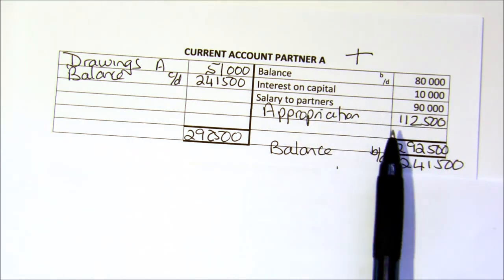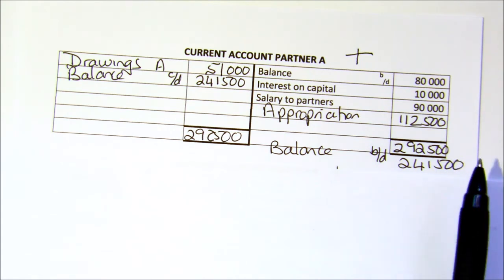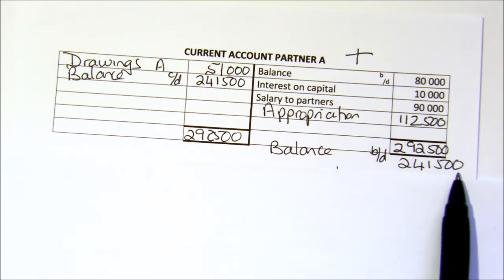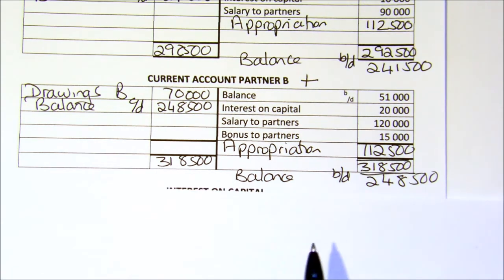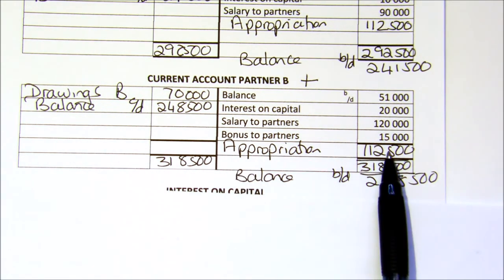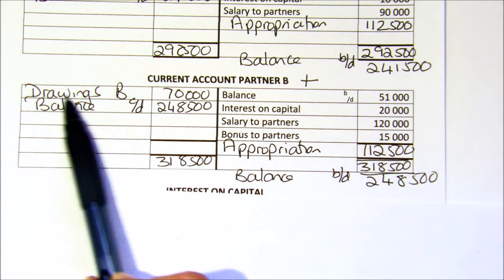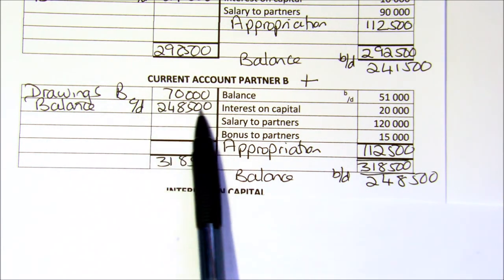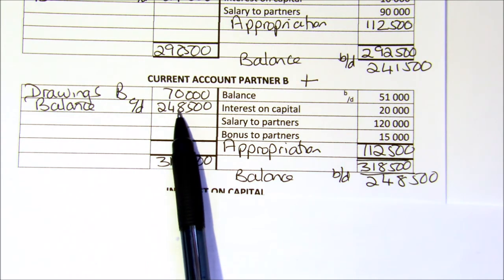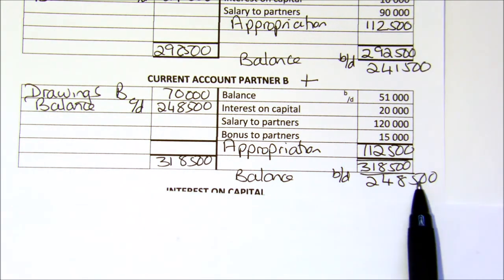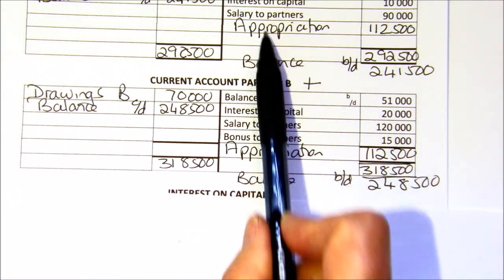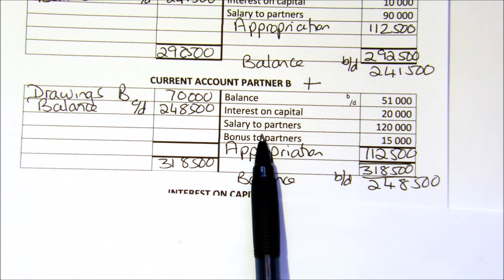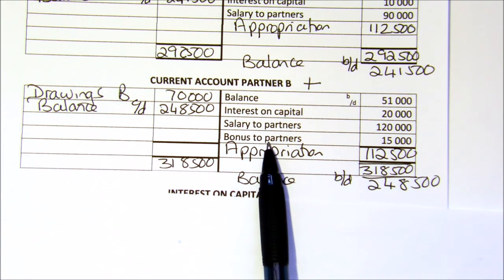It's up to him to decide what he wants to do. He could draw it all out now, or he could leave it in the business, and that would be extra capital for the business. And exactly the same you will do with partner B. So he'll bring in his share of the profit, his appropriation. He's already taken some drawings out, so the amount that he is owed at this stage, again also a credit balance, so the business owes him. Now if you're doing ledger accounts, the double entries here are very, very important, so you must focus on that.